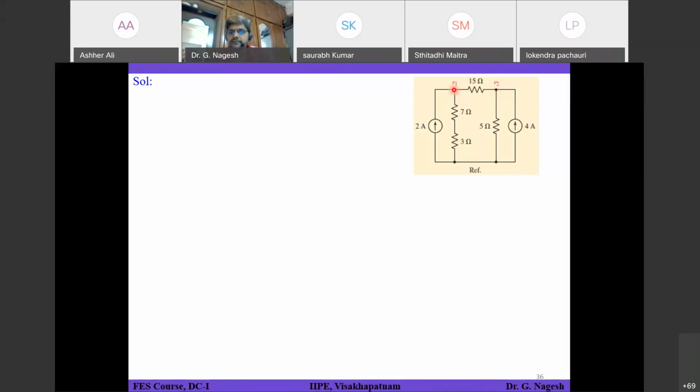If you see here, V1 is the potential and this is 0, so the current flowing through 10 ohms is V1 minus 0. From where you are starting, that will be positive, and where you are ending, that will be given a negative sign. So V1 minus 0 divided by 10. Similarly here, V1 minus V2 divided by 15. That should be the current coming out of node 1, flowing through 15 ohms and entering node 2. Is it clear? So V1 minus V2 divided by 15 should be the current flowing through the 15 ohms branch.